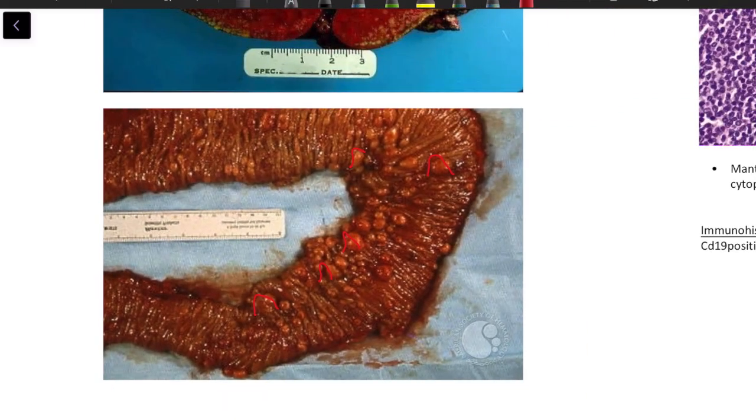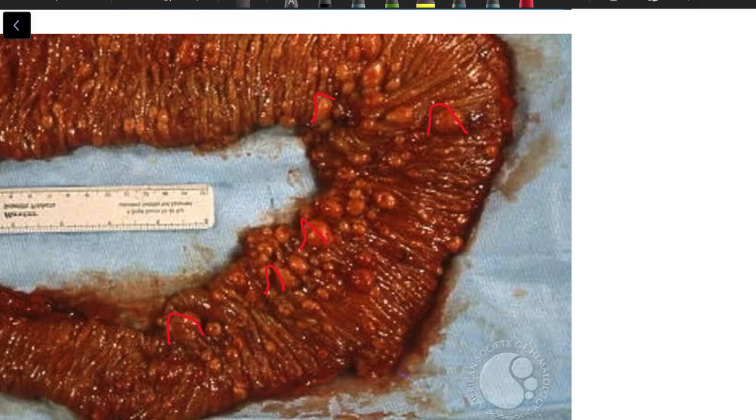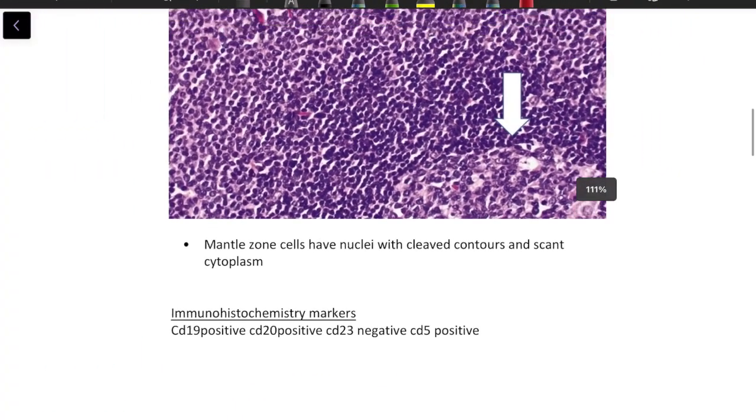But yes, these are the outgrowths, or the polyps, which you see. And why? Because of the growth of the mucosa associated lymphoid tissue, they have arisen, giving that polypoid outgrowth in the stomach.